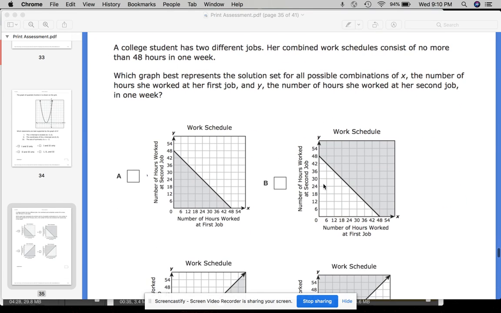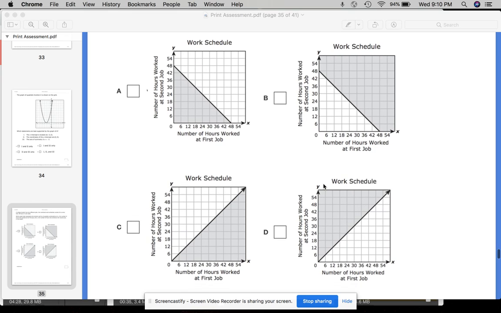Question 47. A college student has two different jobs. Her combined work schedules consist of no more than 48 hours in 1 week. Which graph best represents a solution set for all possible combinations of x, the number of hours she worked at her first job, and y, the number of hours she worked at her second job in 1 week? A, graph, work schedule, number of hours worked at first job, number of hours worked at second job.